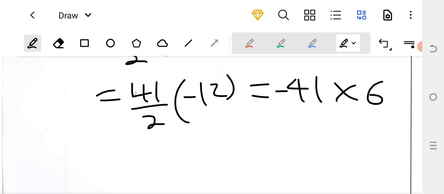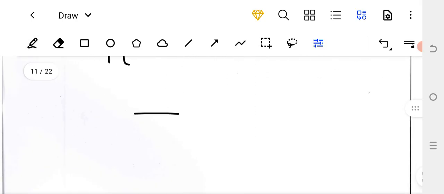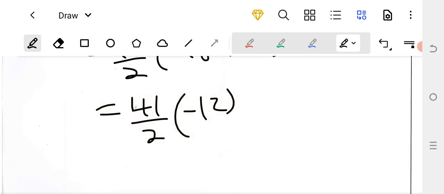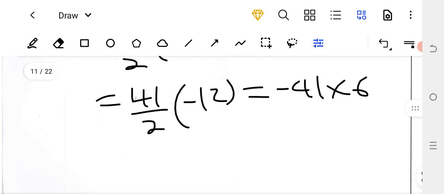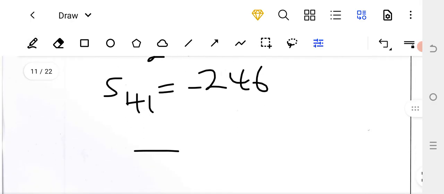So 41 times 6. So the sum of the first 41 terms is equal to negative 246. What have I done? Okay, so I've cleared that out. So it was negative 41 times 6. So the sum of the first 41 terms is equal to negative 246. And then we're going to conclude.